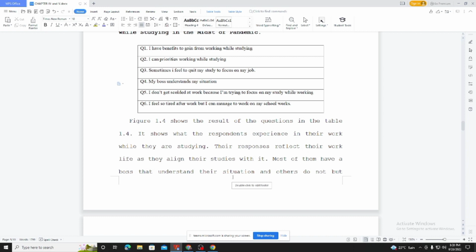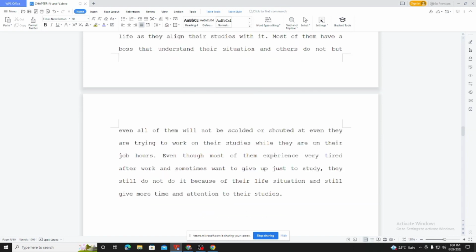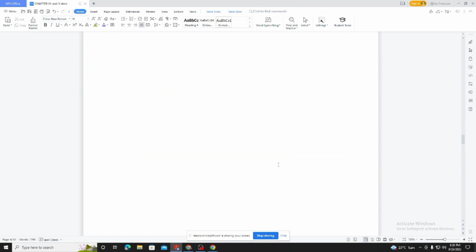Most of them have a boss that understands this situation, and others do not, but all of them will not be scolded or shouted at even they are trying to work on their studies while they are on their job hours. Even though most of them experience very tired after work and sometimes want to give up to study, they still do not do it because of their life situation and still give more time and attention to their studies. So, yun lang po sa chapter 4.